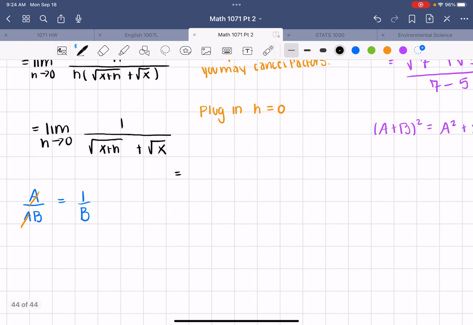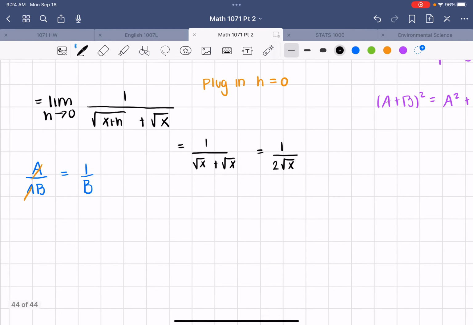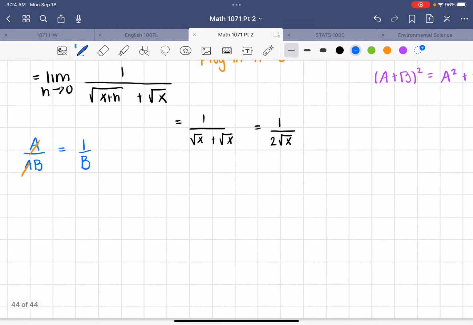And so that's been the hard part. And we can go back and finish off the tangent line here. So f prime at 4, plug in 4. 1 over 2 root x, but x is 4. Root 4 is 2, times 2 is 4. So what that means is, here's our line. Y minus 2 equals, this is m. M is a half. X minus 4.